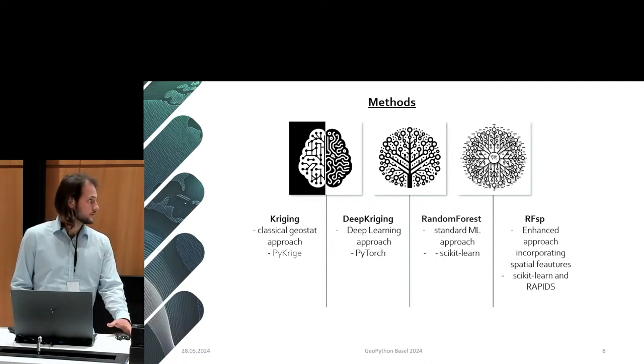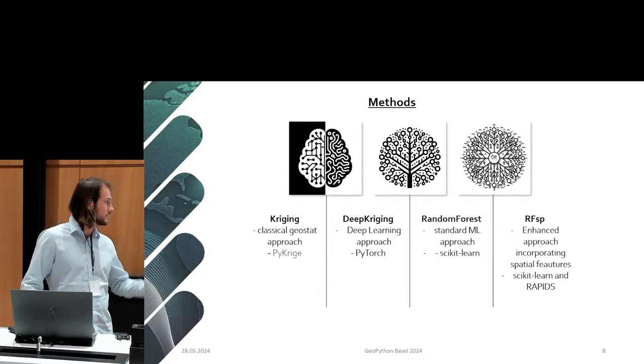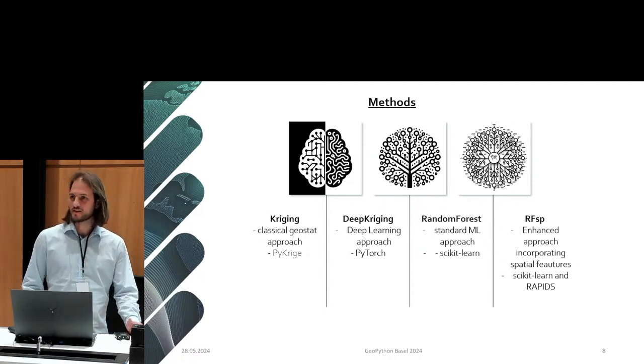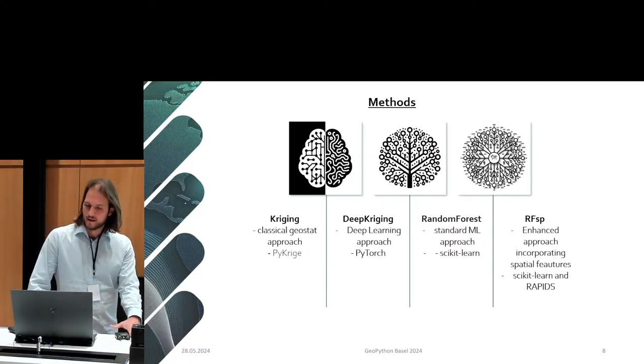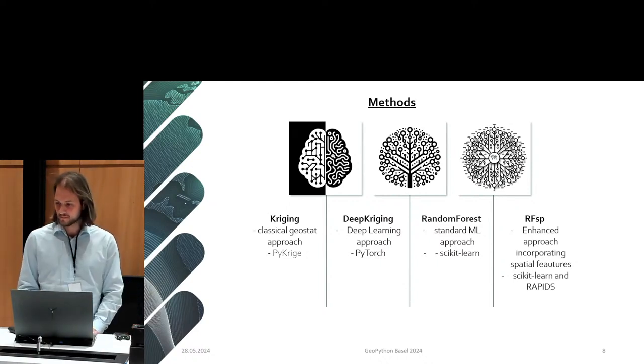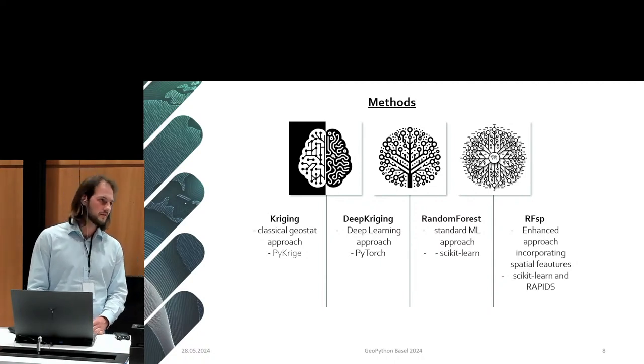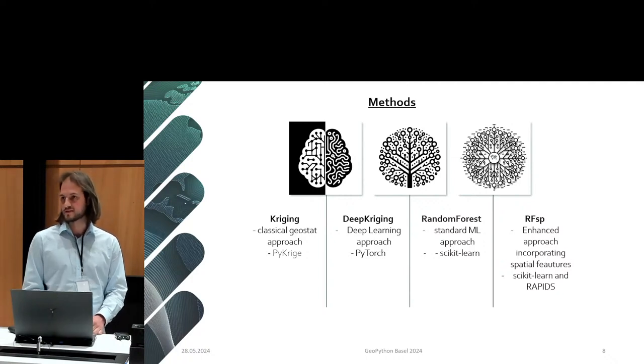We implemented this in PyTorch, and as the third model, we just take classic random forest. I think everybody's kind of familiar with random forest, and nothing fancy happened there. We just take the coordinates, the geometry as features, and interpolate or estimate the points we are interested in, where we don't have any data.